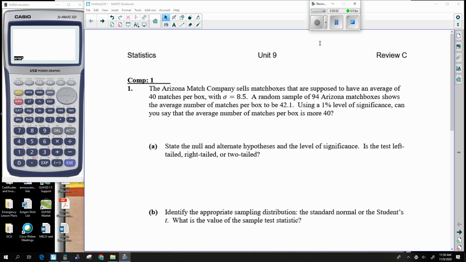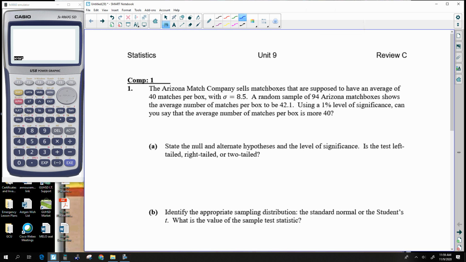Okay, this is the last review. This is review C. Again, this is in preparation of our test. So again, they are not going to blatantly tell you what type of competency this is. That's kind of part of the deal, is you have to figure out how to decipher the problem. And most of it is dependent upon what type of standard deviation you have.